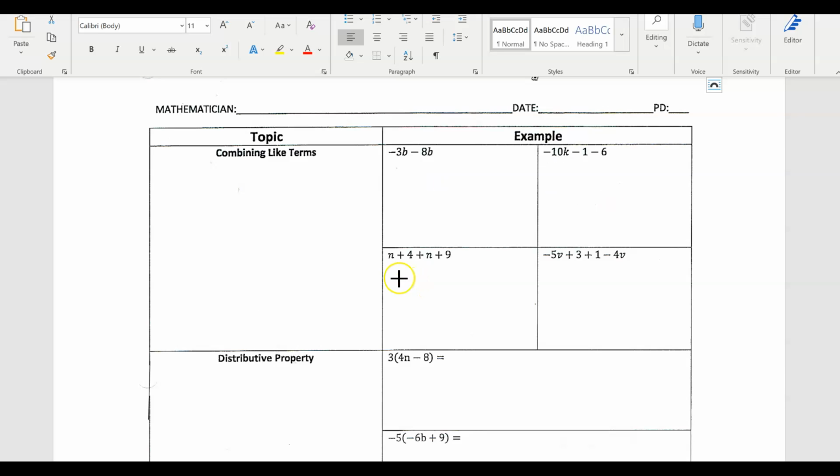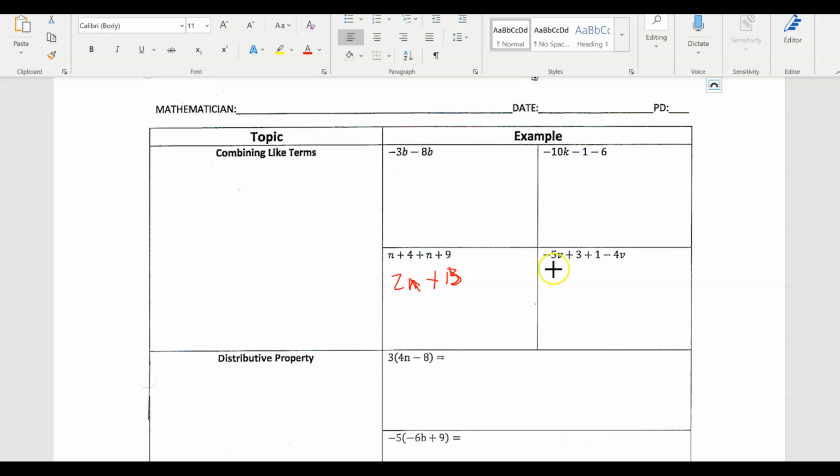Just having a little bit of trouble with this pen here. So I have 2n, and then I have plus 4 and plus 9, so that's going to be plus 13. This should read 2n plus 13.